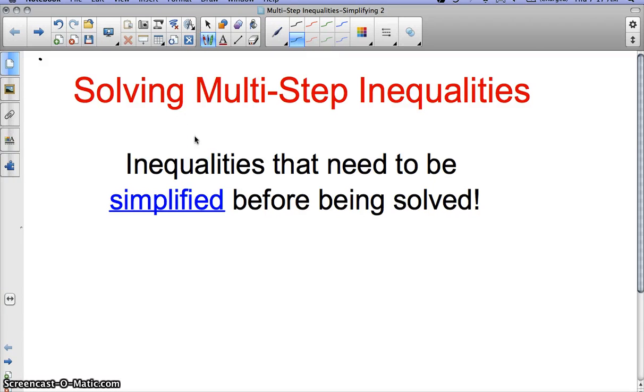Good morning, everybody. Today we're going to talk about solving multi-step inequalities. And these are just inequalities that need to be simplified before we can solve them. So let's take a look.